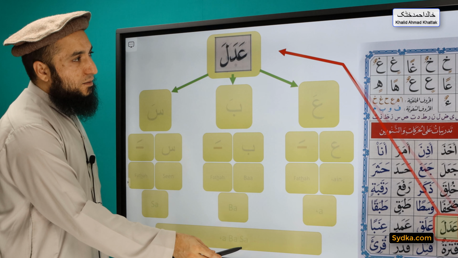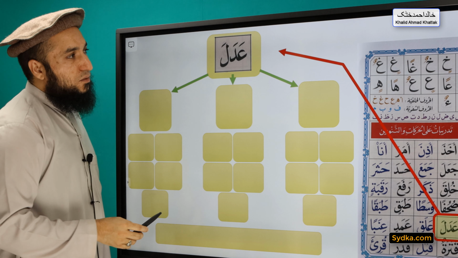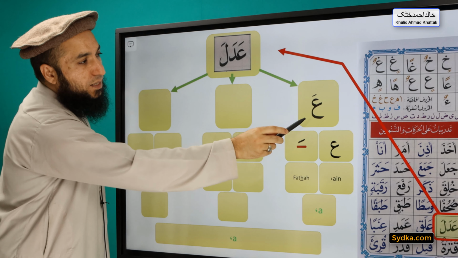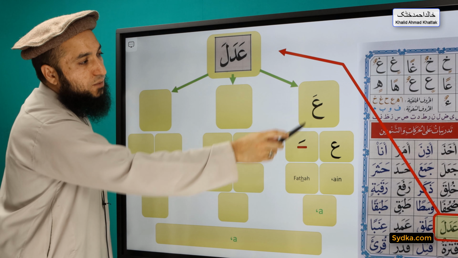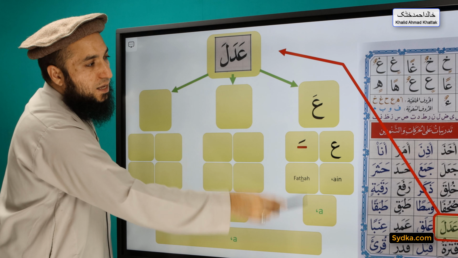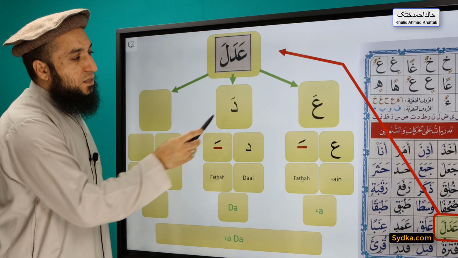The next word we have is adala, and it has three syllables. The first syllable is ayn fatha, a. Ayn is not silent and we have fatha on top of it. Ayn fatha, a. The next syllable we have is dal fatha, da.